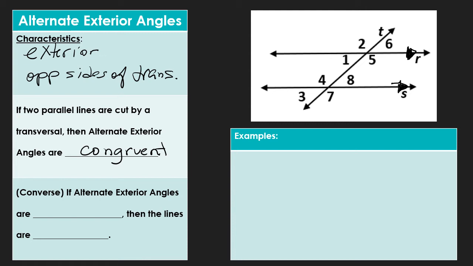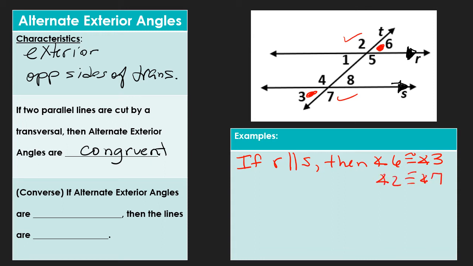So what does that really mean? That means that if we look at alternate exterior angles, so maybe we look at angle 6 and angle 3. This basically says that if R is parallel to S, then angle 6 is congruent to angle 3. Or you might actually use the other pair of alternate exterior angles, which could be 2 and 7. So we could also say that angle 2 is congruent to angle 7.